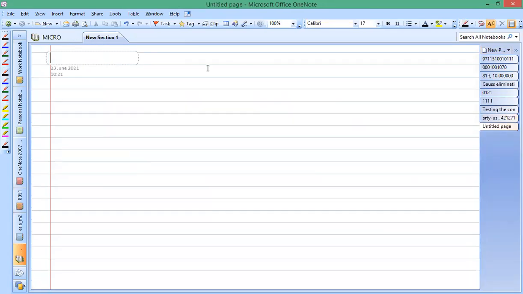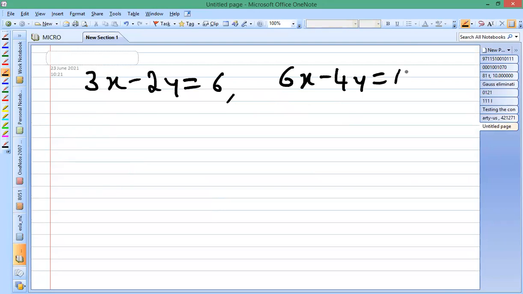Now we'll take one problem to show inconsistency. Take the equations 3x minus 2y is equal to 6 and 6x minus 4y is equal to 10. Check whether these linear equations are consistent or not. If they are consistent, find the solution.